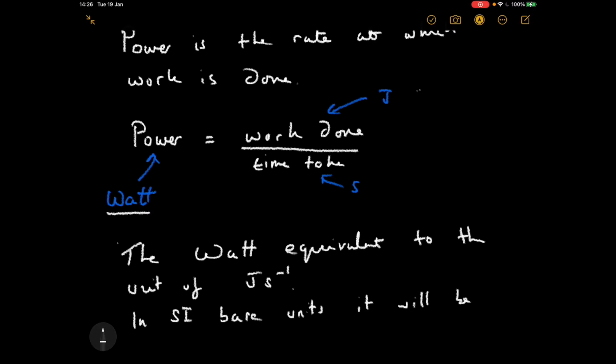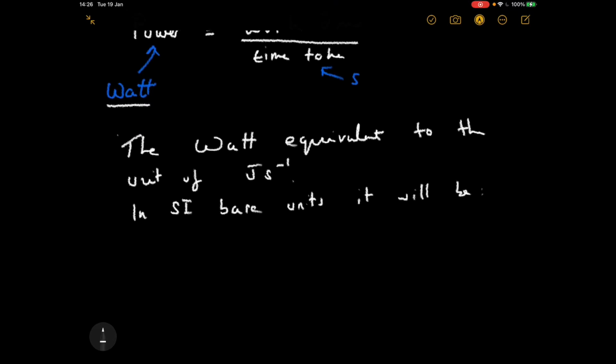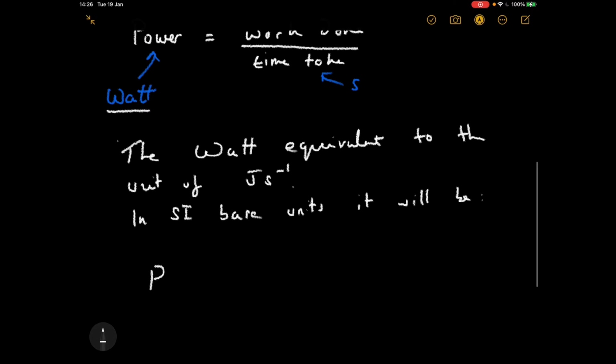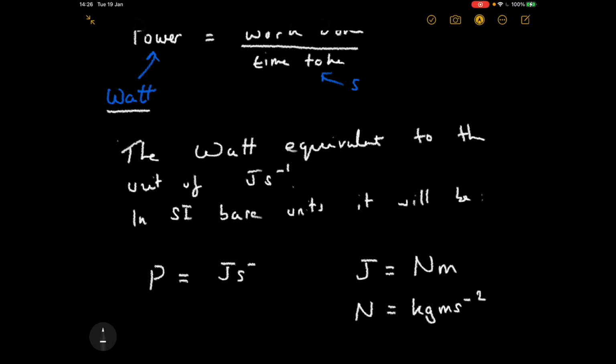But in SI units, first pause the video, see if you can work it out yourself, and then we'll watch it. So to get the SI units, power is equal to joules per second. The joule is defined by force times distance, a newton's work. And the newton is defined by mass times acceleration, so it's kilogram meters per second to the minus 2.